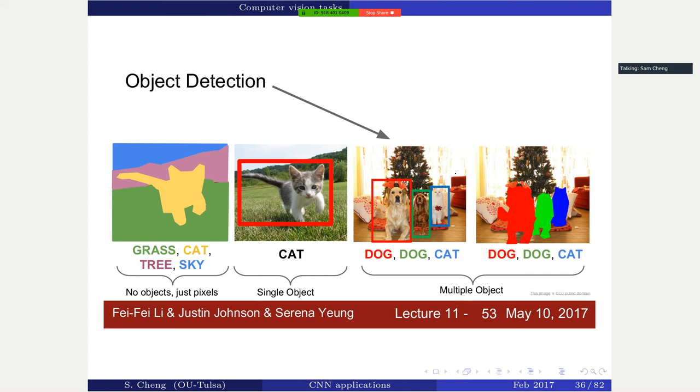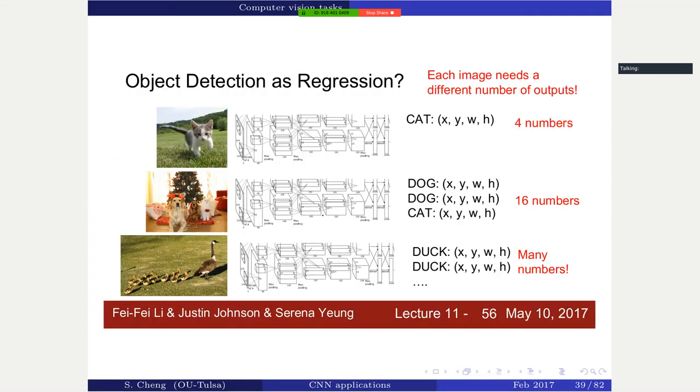This is for only one object here. But if I have multiple objects, the problem is that I cannot do the same thing anymore, because I don't know how many objects are here. I cannot determine ahead of time, for example, if I have 4 objects, then I need 16 numbers here for the bounding boxes. If I have many objects, I have many numbers. So I cannot make it a regression problem.